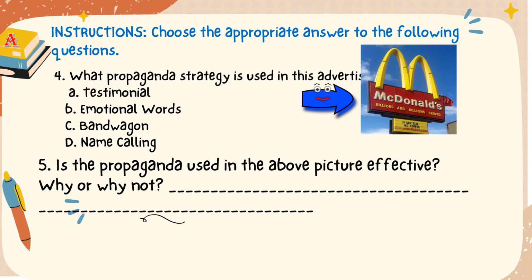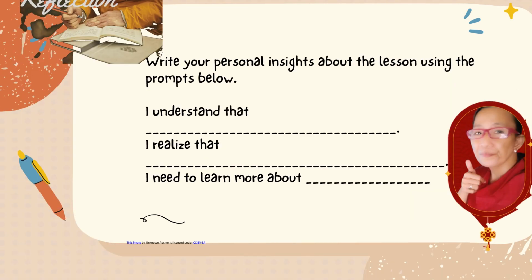Number 4, what propaganda strategy is used in this advertisement? A, testimonial, B, emotional words, C, bandwagon, D, name calling. Number 5, is the propaganda used in the above picture effective? Why or why not? So again, you are going to submit your answers to the following tasks given to your teachers. And last one is the reflection. So you are going to write your personal insights about the lesson using the prompt below.